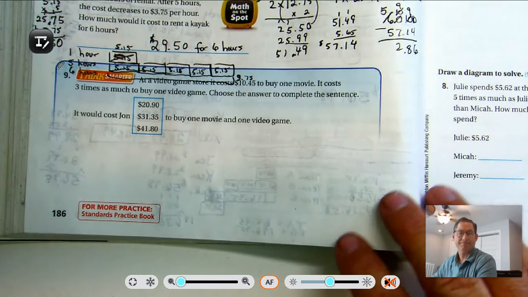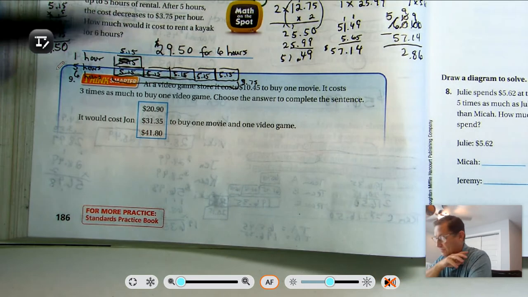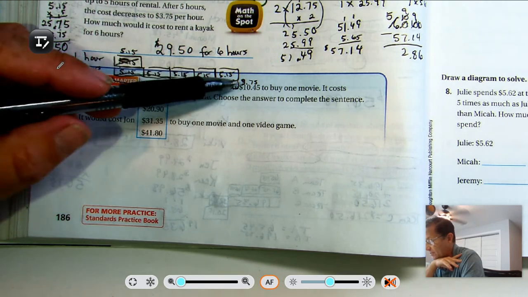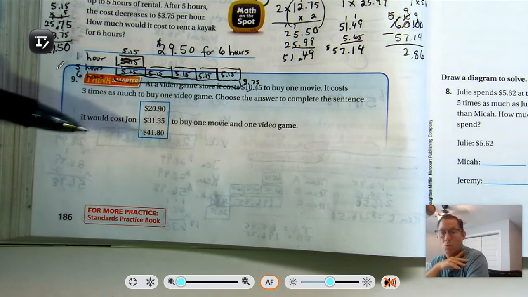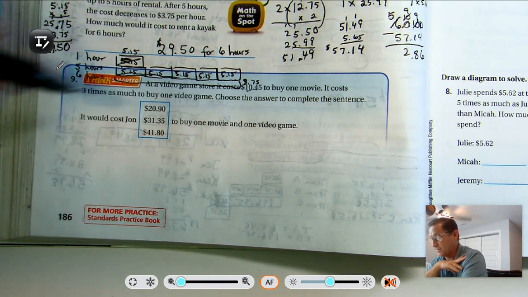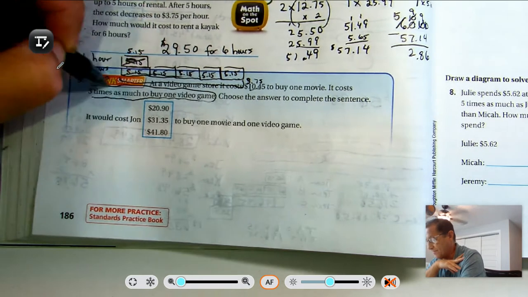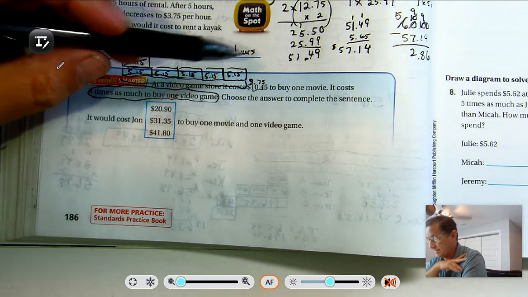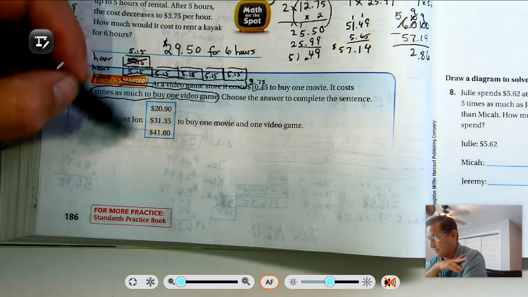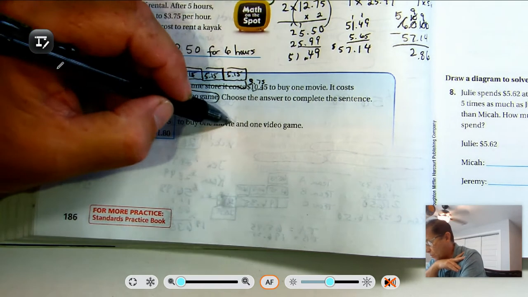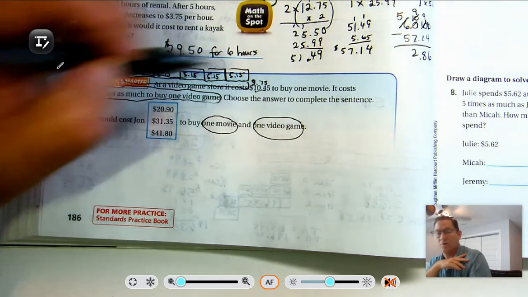All right, number 9. At a video game store, it costs $10.45 to buy one movie. It costs 3 times as much to buy one video game. Choose the answer to complete the sentence. It would cost John some amount to buy one movie and one video game.